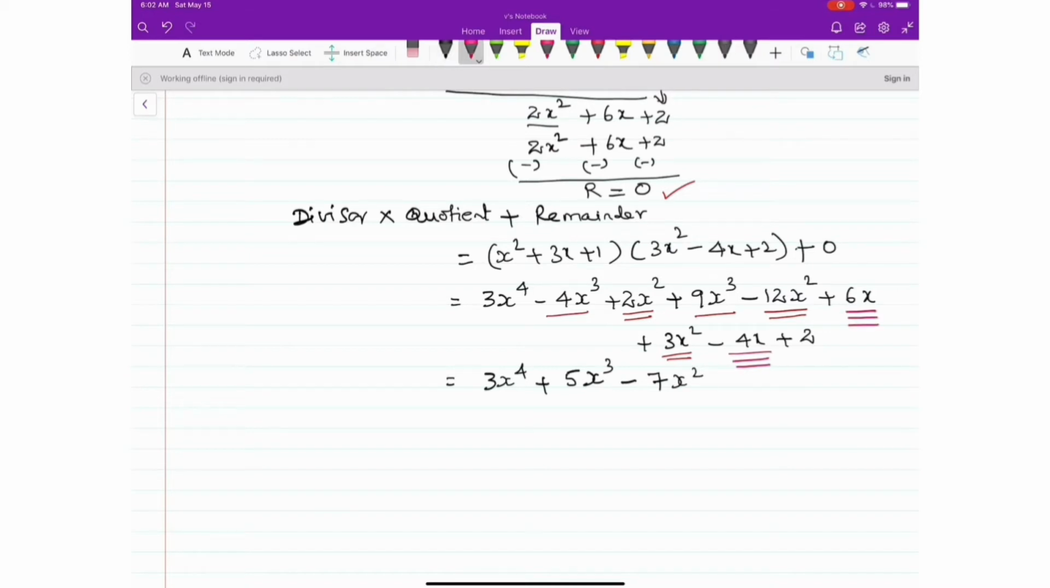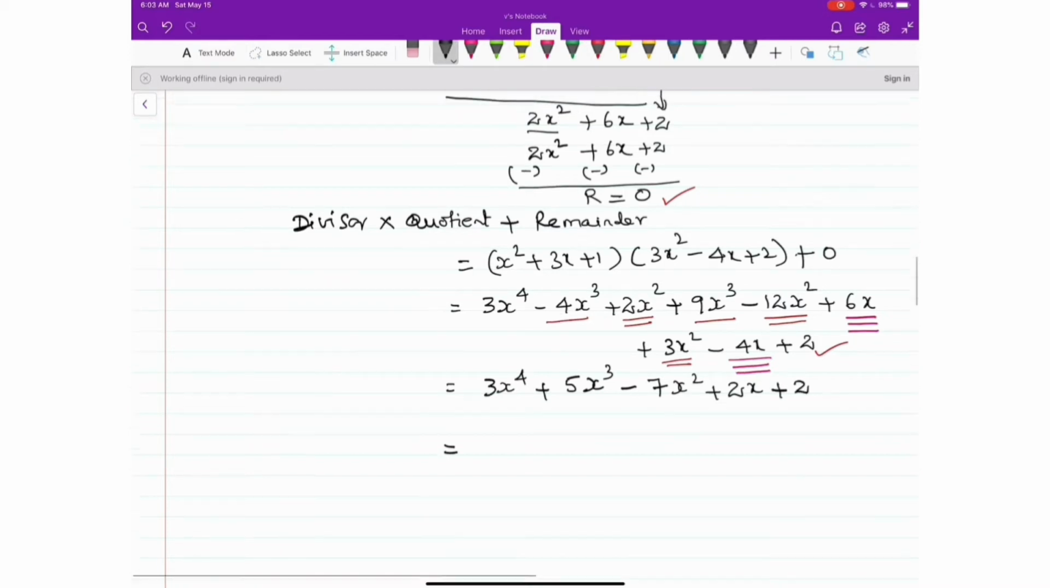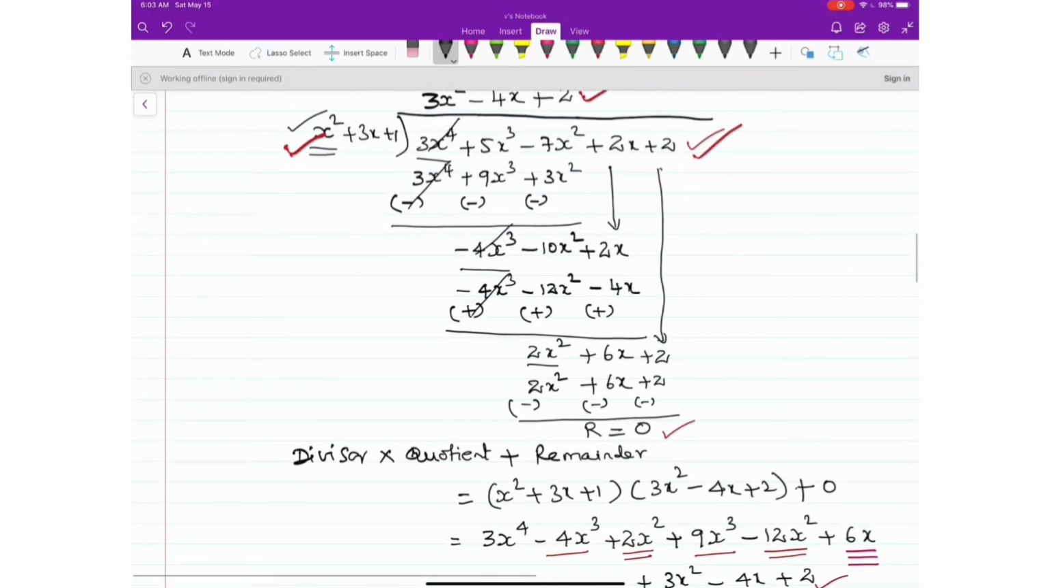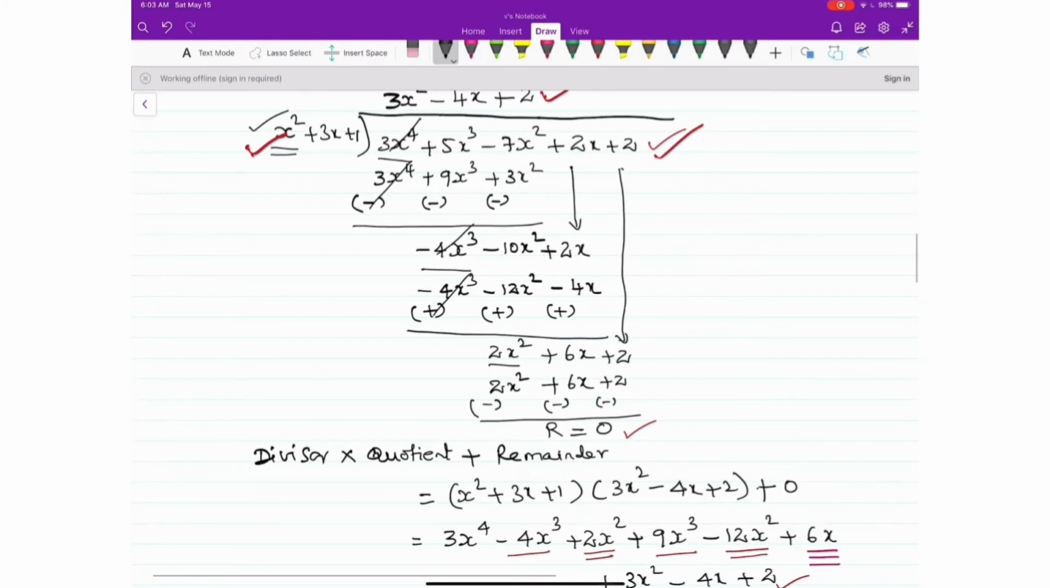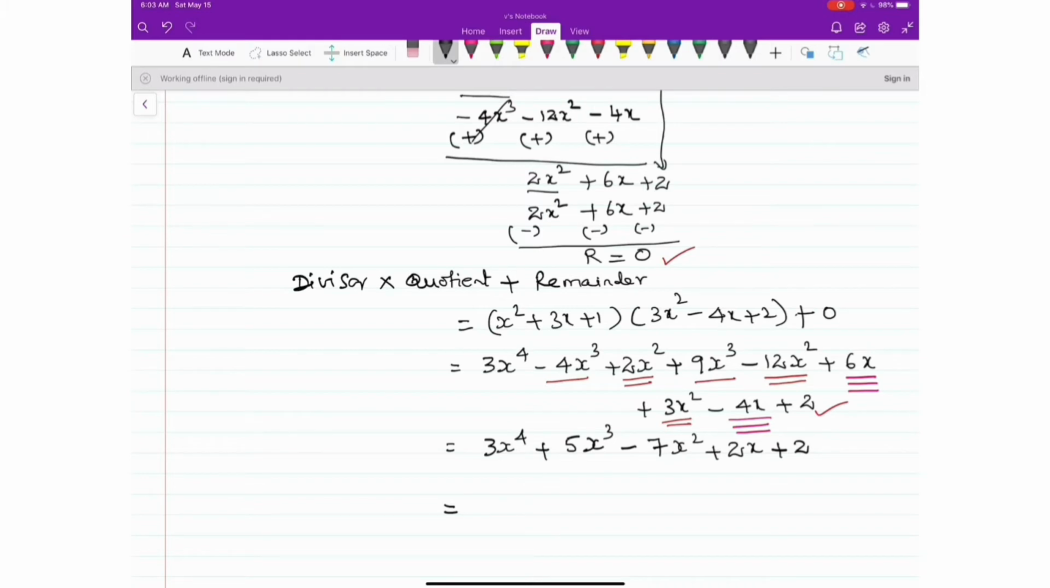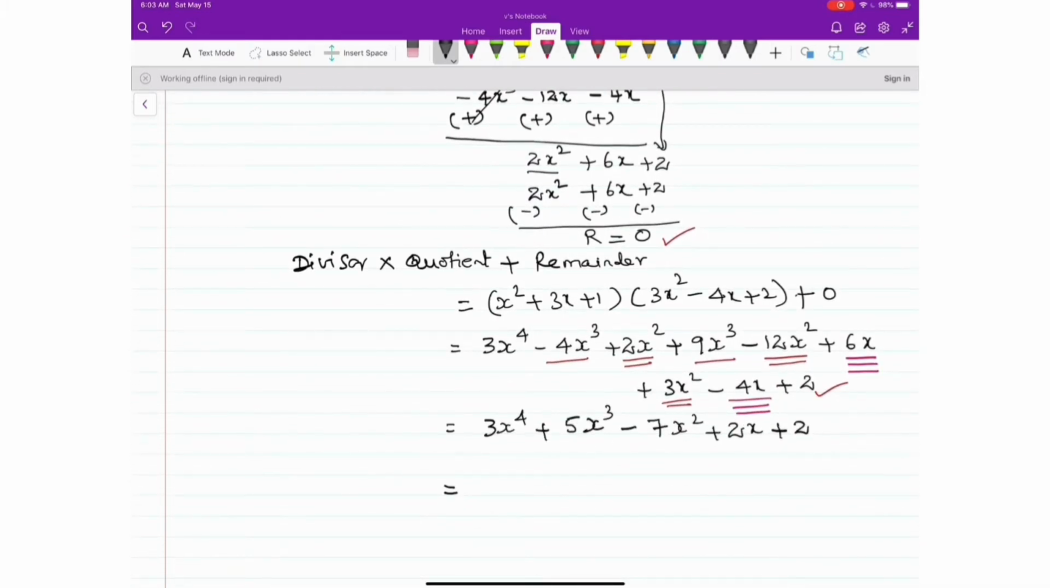Then, when I combine these two terms, I will be getting plus 2x. Of course, the constant term here is plus 2. Let me write it over here. This is nothing but 3x power 4 plus 5x cube minus 7x square plus 2x plus 2. So, this is nothing but your dividend.